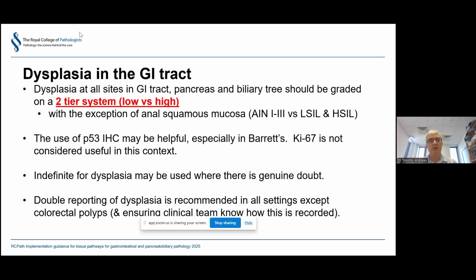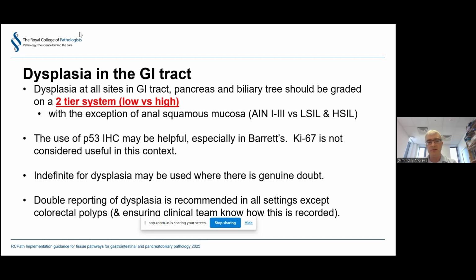So firstly, to talk about dysplasia in the GI tract, and with the exception of the anal squamous mucosa, all sites in the GI tract have now adopted a 2-tier system, so low or high-grade dysplasia, and that should be used at all sites. The use of p53 immunohistochemistry may be helpful in differentiating between reactive and dysplastic epithelium. However, we do not feel the evidence for its application to every case is made. And Ki67, again, may be used in this context, but the evidence for that is not strong.